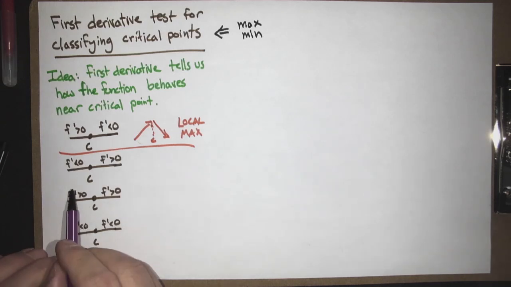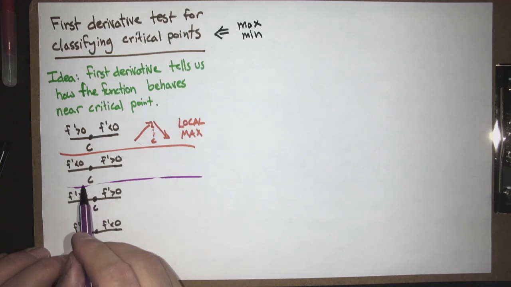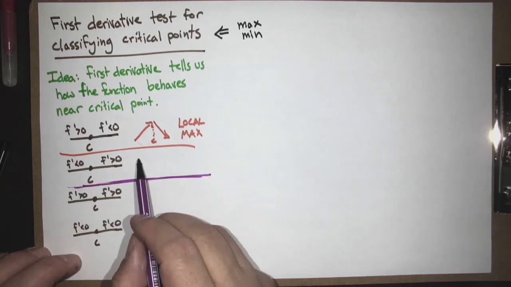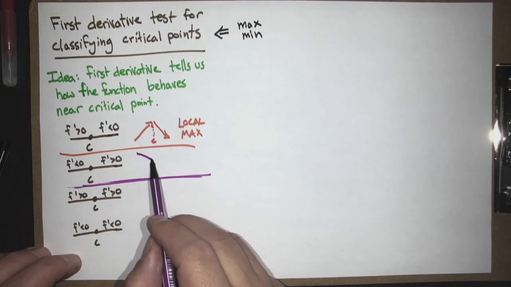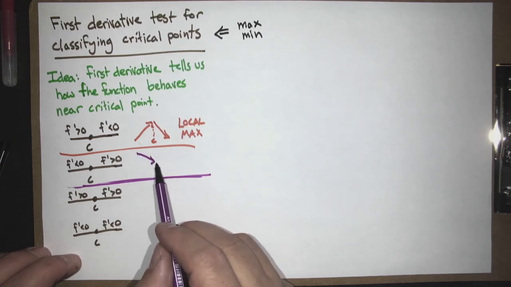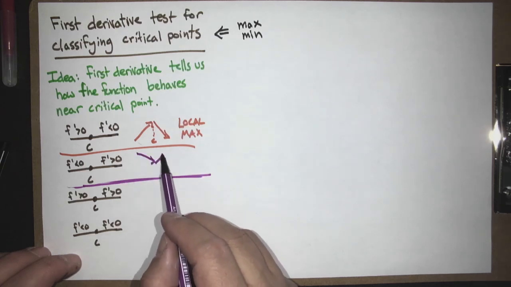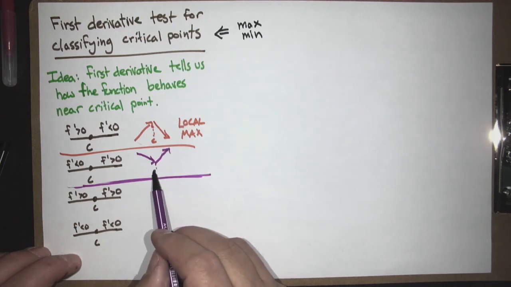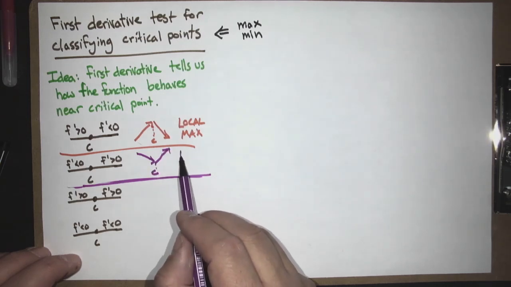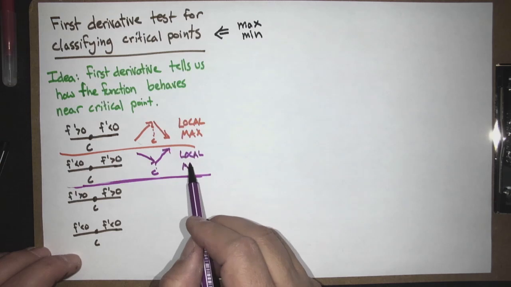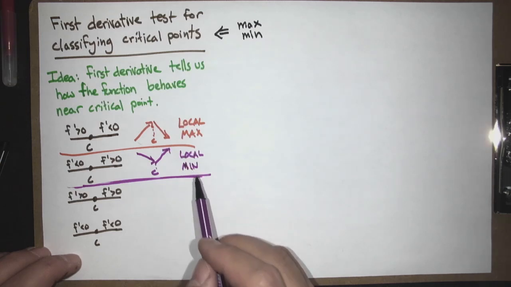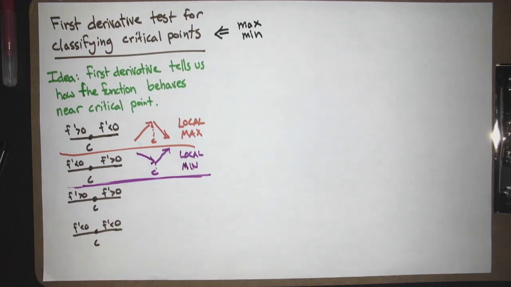Well, what if we're decreasing before the critical point and then increasing after? So decreasing means we're doing what? Going down. And then we're increasing, which means we're doing what? Going up. What kind of point are we at? Local min. So the first derivative is telling us the local behavior, and then we figure out what that means we have.